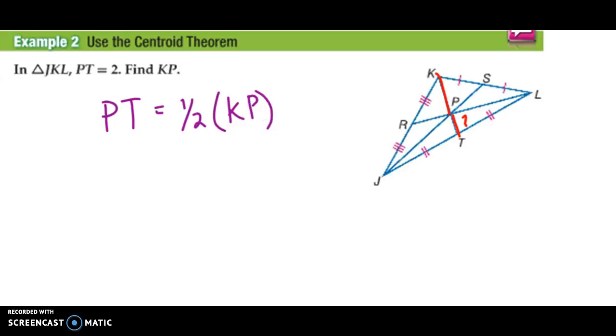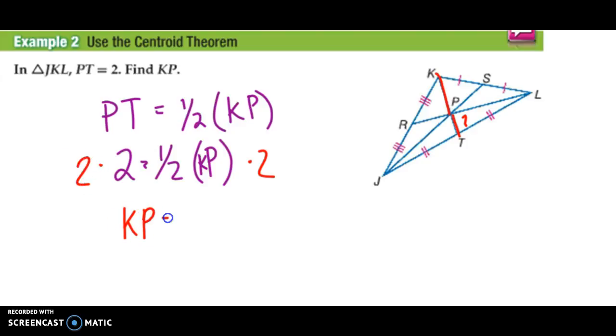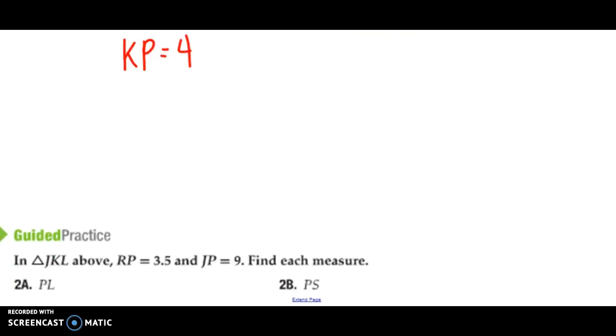So if that's the case, 2 is equal to 1/2 of KP. How do we get rid of that multiplying by 1/2? Well, we divide by 1/2, which is the same as multiplying by 2. And so you find that KP is going to be 4 units in length. Now the follow-up question they could have asked is how long is KT going to be? Well, if this is 4 and this is 2, altogether KT would be 6 units in length.